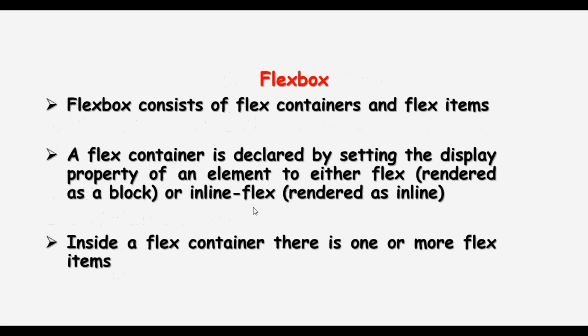Now, CSS Flexbox consists of a flex container and flex items. For example, if we have 4 divs nested in a parent container, the parent container is called the flex container, and the child elements are called the flex items. A flex container is declared by setting the display property of an element to either flex or inline-flex. So to create a flex layout, you set the parent's display property to flex. Inside the flex container, you have one or more flex items.